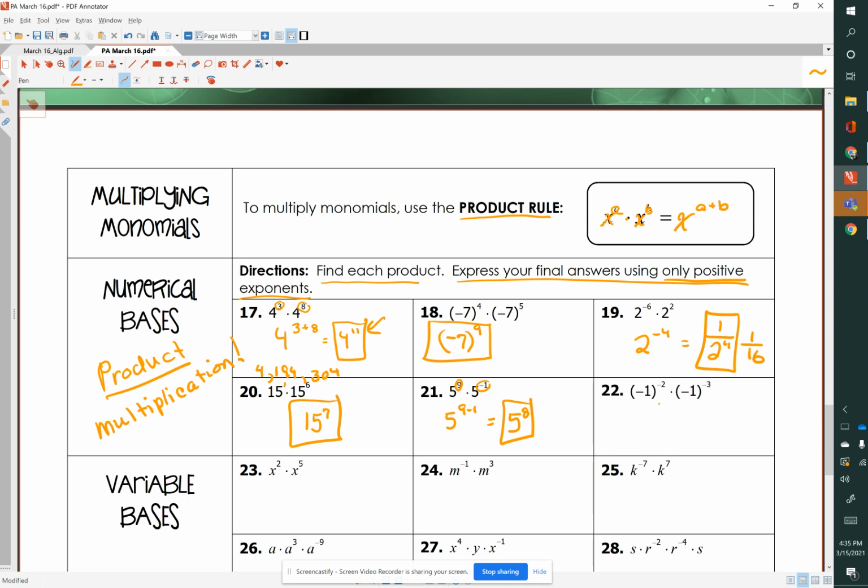Number 22, we have negative 1 to the negative 2nd power times negative 1 to the negative 3rd power. That would be negative 1 to the negative 5th power, which we want to express with a positive exponent, so that would be 1 over negative 1 to the 5th power.